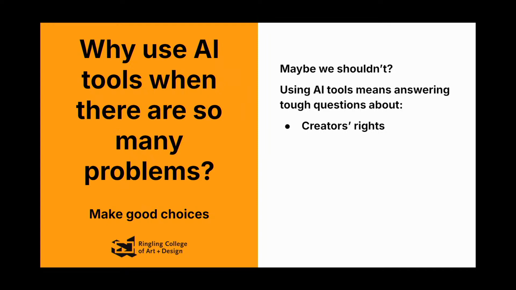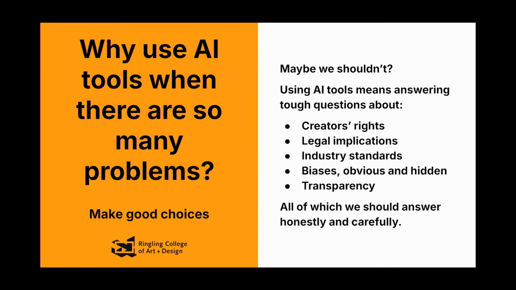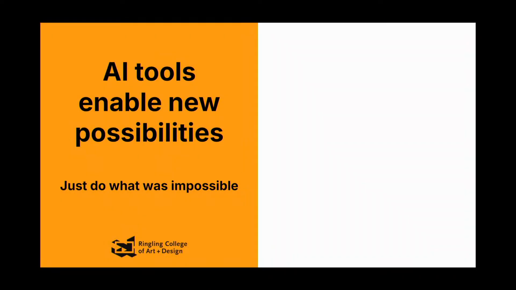You're taking a stand about creators' rights and the legal implications. You need to be thinking about the industry standards and what your use case is going to be. Biases, both obvious and hidden, you need to be trying to account for them. And you need to be transparent about usage, as I was in the beginning of this talk. All of those need answers that you should give honestly and carefully. But here's the other thing, right? Here's why: because AI tools enable new possibilities. So maybe we should use them, right?